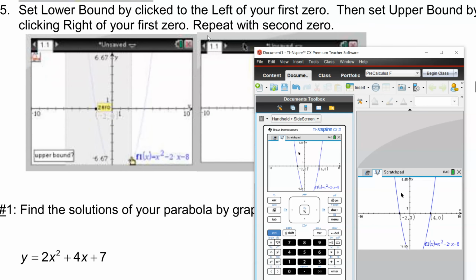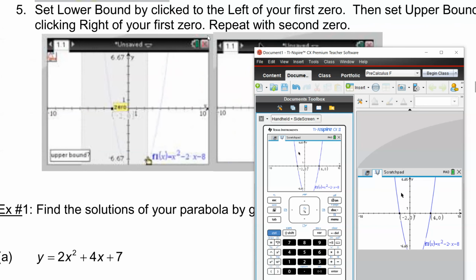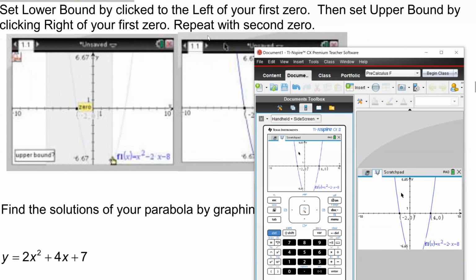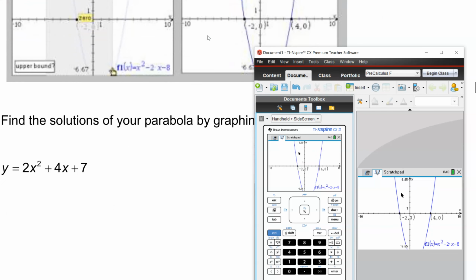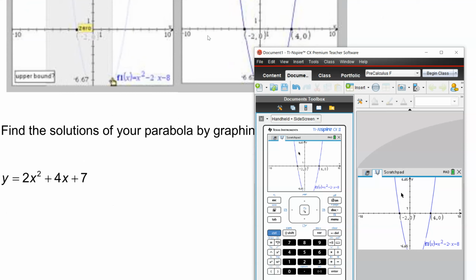Set lower bound by clicking left of your first 0. Set upper bound by clicking right of your first 0. Repeat with the second. So I'm doing the same example that's on your paper. Notice how the first time I went to the left of my whole graph and to the right, it only popped up my right 0. You have to do it a second time. If you see, there should be 2. Like, how many times across? 2.